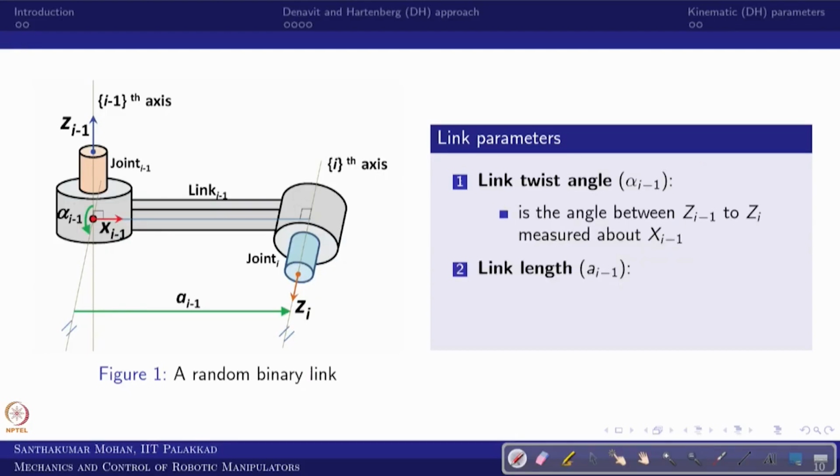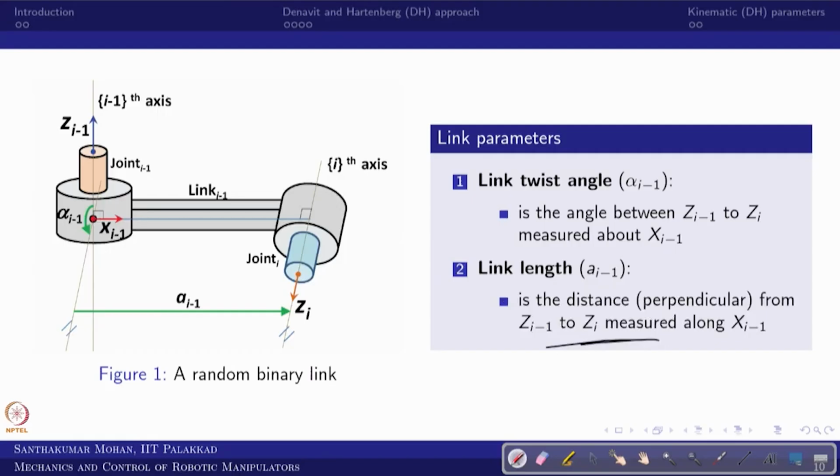So now the next thing is link length. It is the distance between the points which intersect, from the i minus 1 frame to the i frame. So this is the distance along x i minus 1. That is what you call link length, okay.